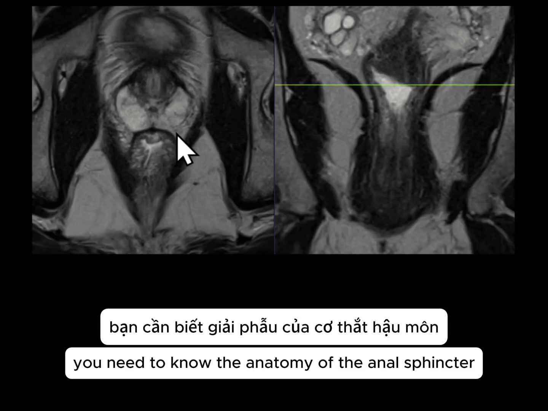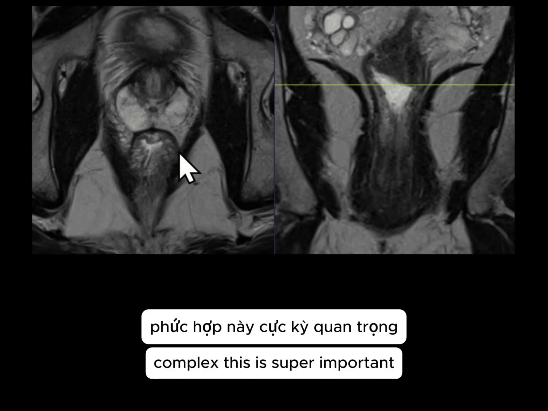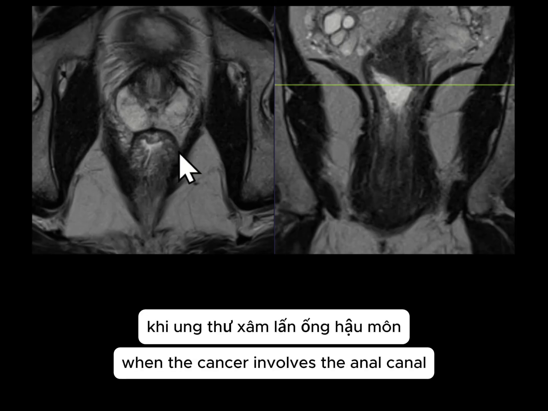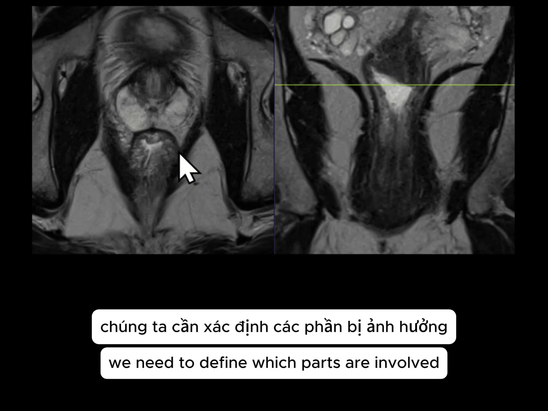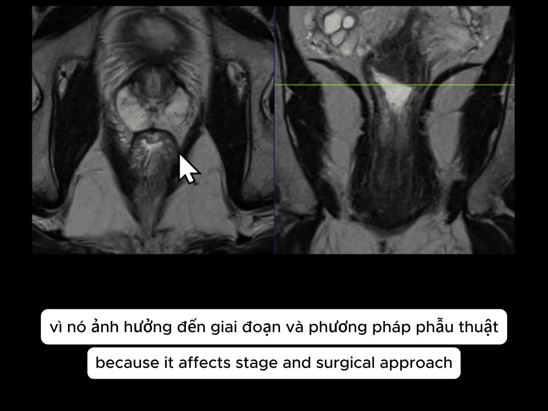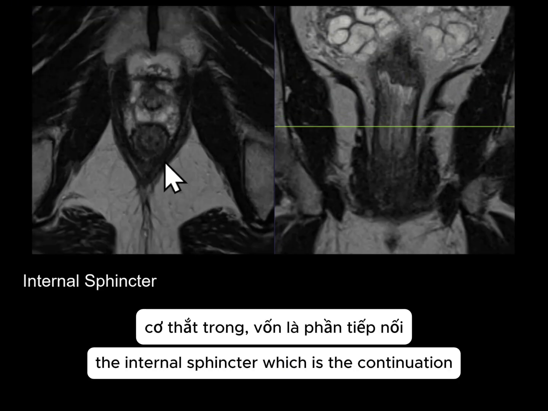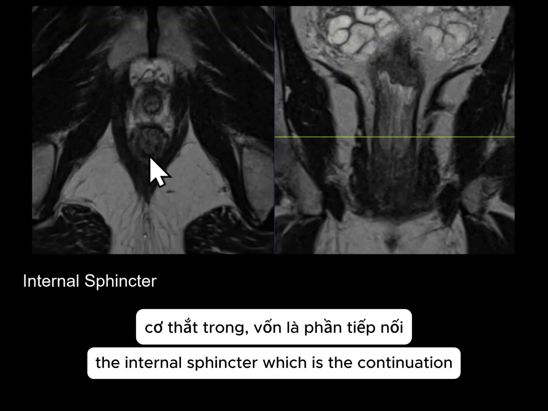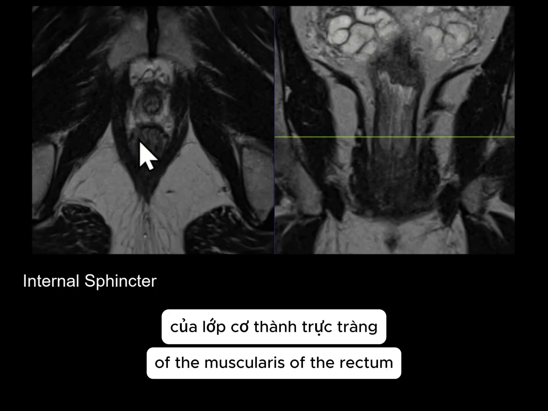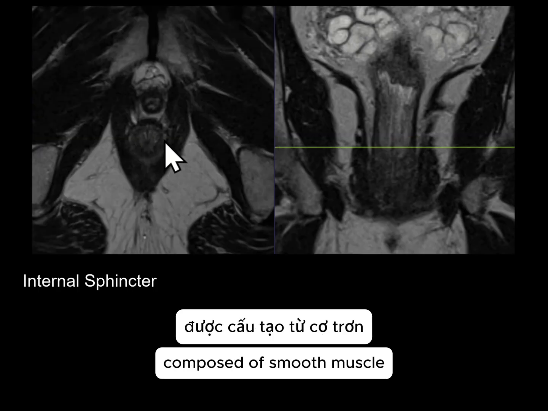Okay, lastly, you need to know the anatomy of the anal sphincter complex. This is super important. When the cancer involves the anal canal, we need to define which parts are involved because it affects stage and surgical approach. The three most important structures are: one, the internal sphincter, which is the continuation of the muscularis of the rectum, composed of smooth muscle here.